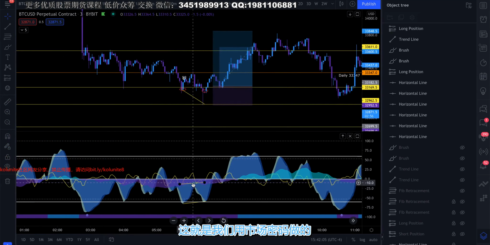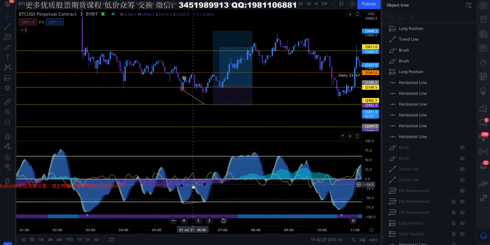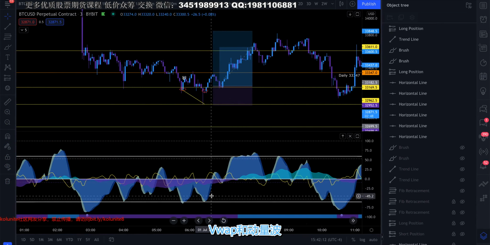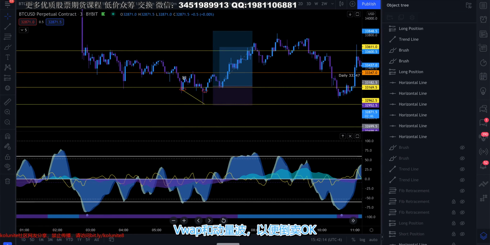This is how we're going to do it with Market Cipher. We're going to look for divergences in all areas: the money flow, the VWAP, and the momentum waves.